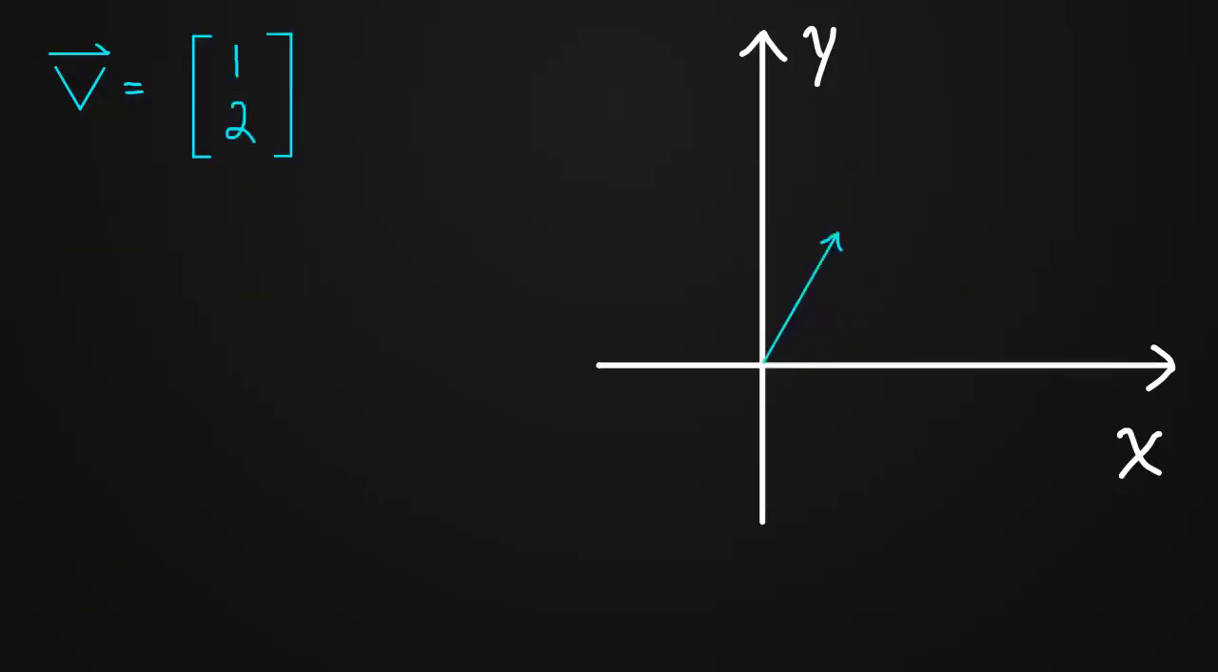Can we multiply vectors by numbers? And the answer is yes. So let's just see an example of that.